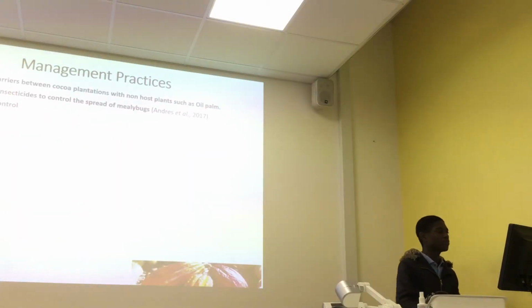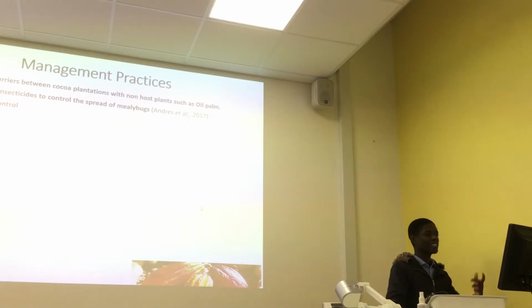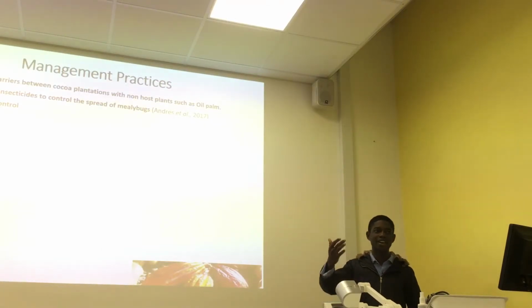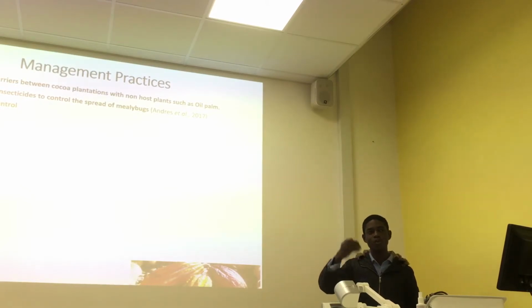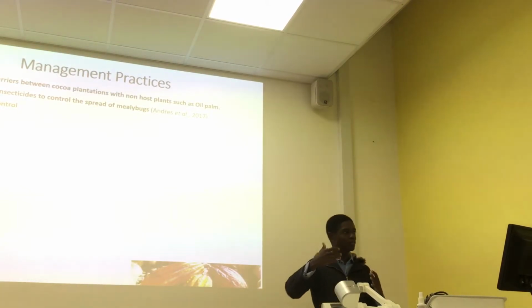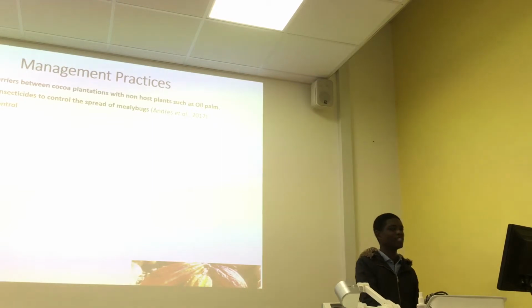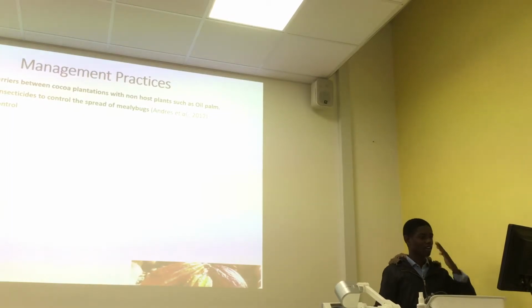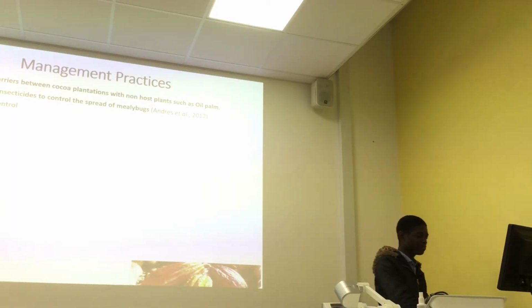Here are some other management practices. Barriers have also been created: the use of oil palms. Oil palms have been used as barriers on cocoa farms so as to create a wall that breaks further spread, since oil palm is a non-host plant. Also, insecticides have been used. However, these have not been very effective.